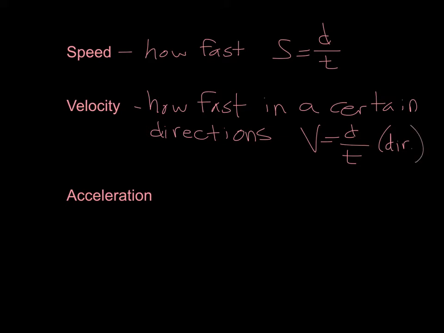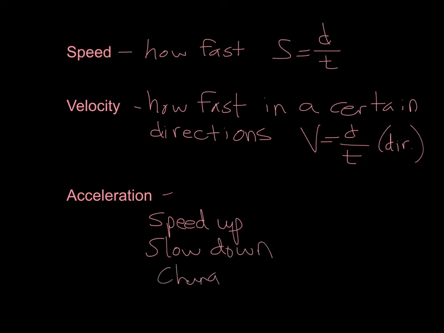Then we explained something called acceleration. When you accelerate, you do one of three things. You might speed up, that's the most obvious form of accelerating. You could slow down, or you could change direction. So anytime your motion is changing in one of these three ways, you are accelerating. It doesn't have to be that you're speeding up.